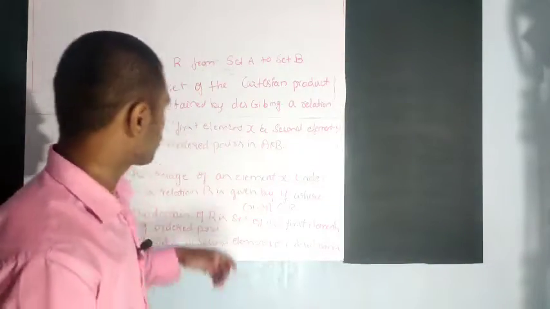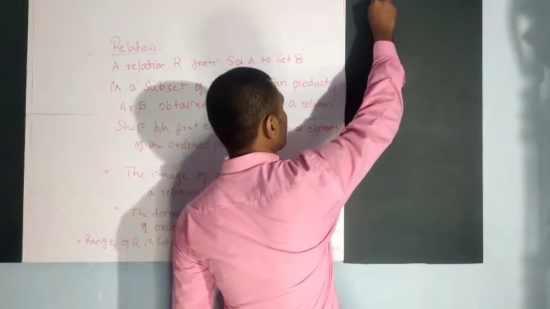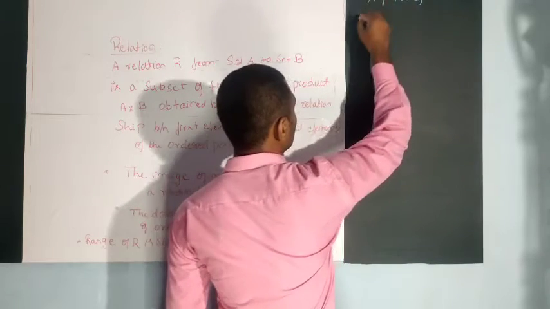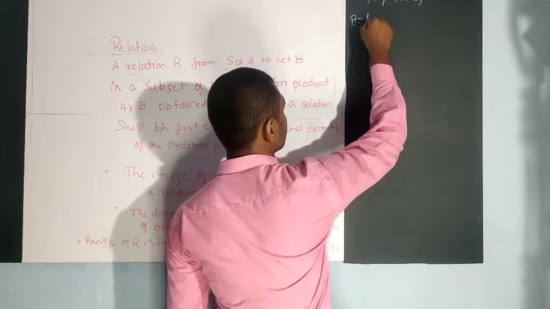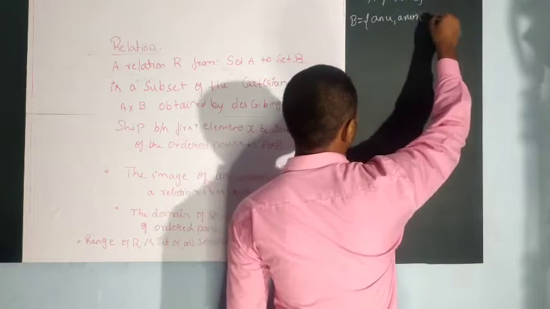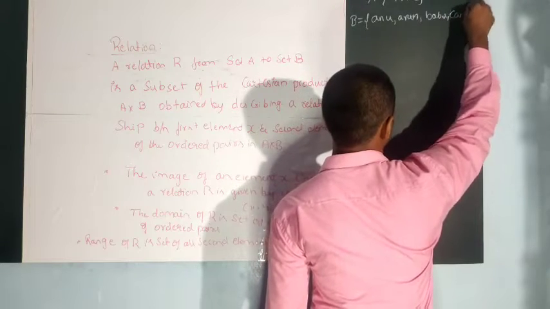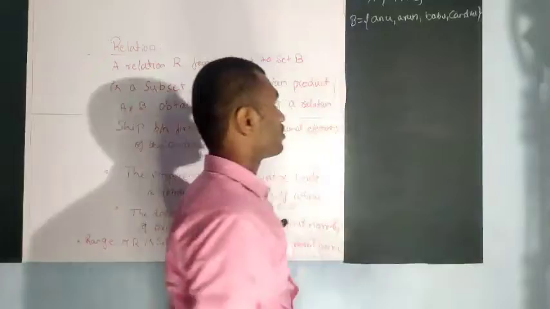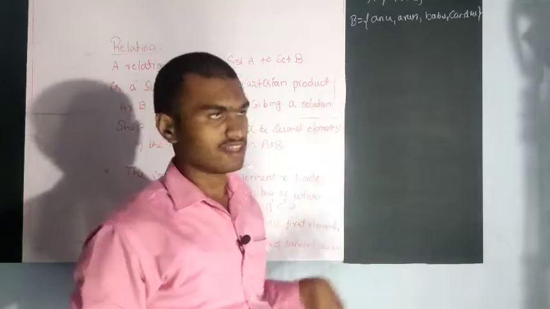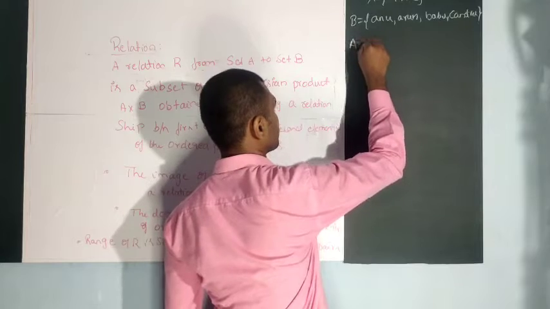Now to define a relation, I need to have two sets. I will define the first set with three elements: A, B, C. Now set B with some names. I will write Anu, Arun, Babu, Chandru. So here in set A I have three elements and in set B I have four elements. So I need to define A cross B, that is the Cartesian product.